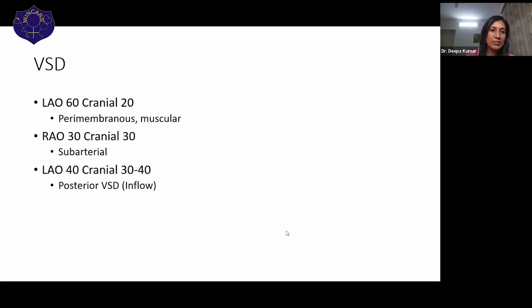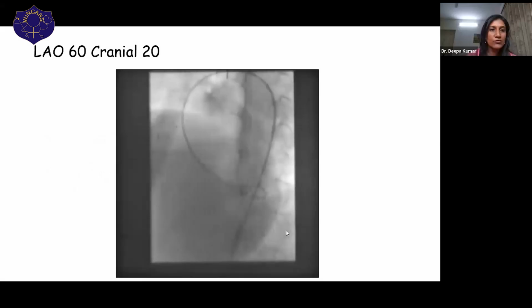And if you want to profile a subarterial VSD, by which I mean subpulmonic VSDs, you have to use an RAO with a bit of cranial. If you want to profile an inflow VSD, if you look at echocardiogram, you would probably be using an apical 4-chamber. The view that is similar to an apical 4-chamber is an LAO 40 cranial 30 to 40 view. That is to profile the inflow VSDs. We'll just come to some examples.